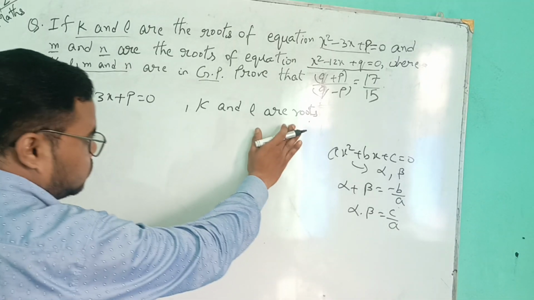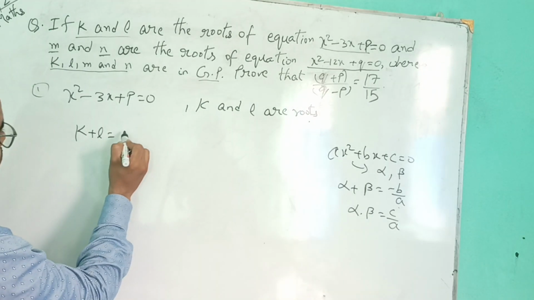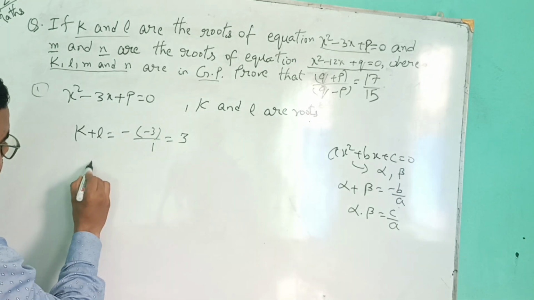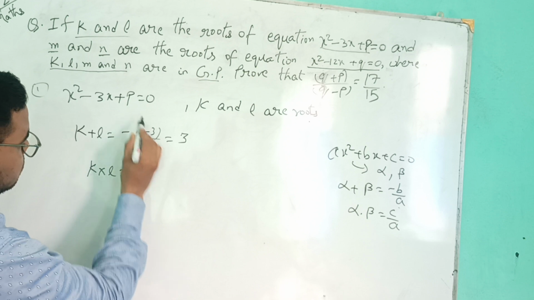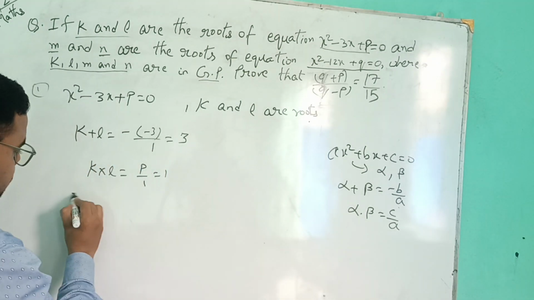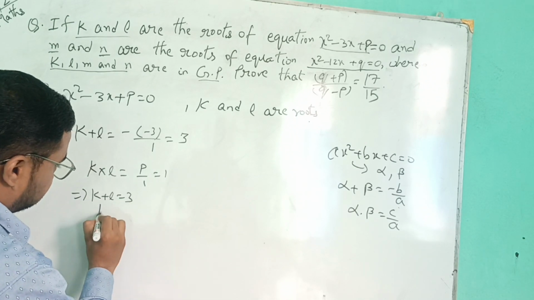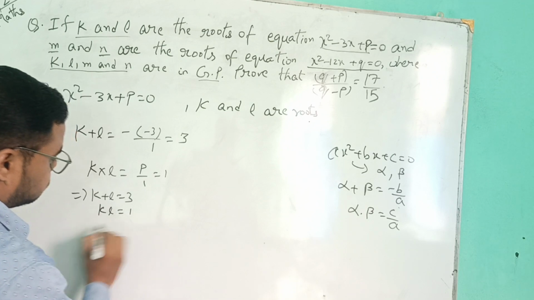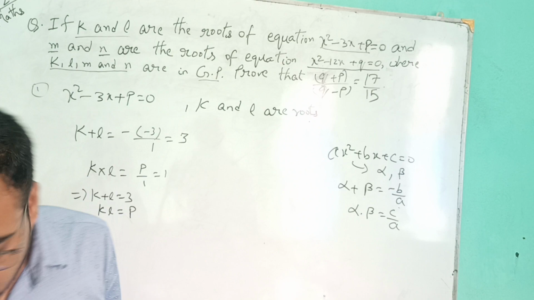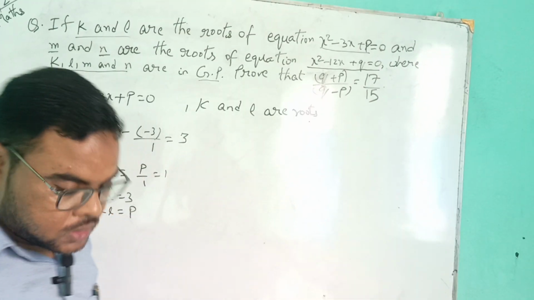So k and l are the two roots of the equation. So k plus l will be equal to minus of minus 3 by 1, that is equal to 3, and k into l will be p by 1, equal to p. So we get k plus l equal to 3 and k into l equal to p.